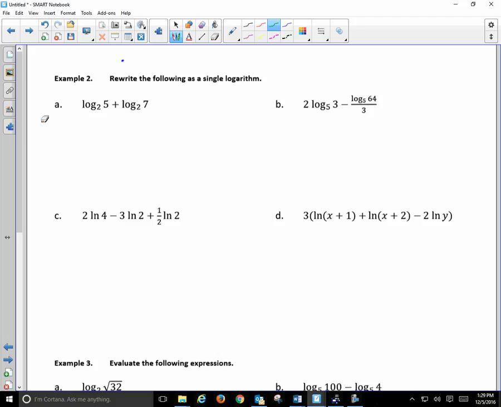All right. So now what I'm going to do, and this is probably a more useful opportunity, is to rewrite as a single logarithm.